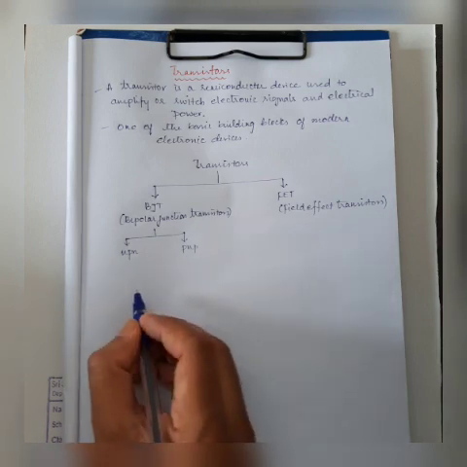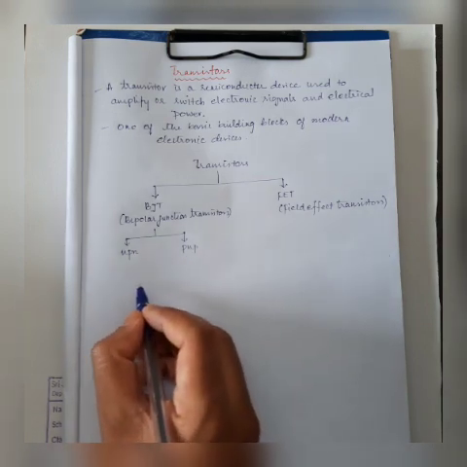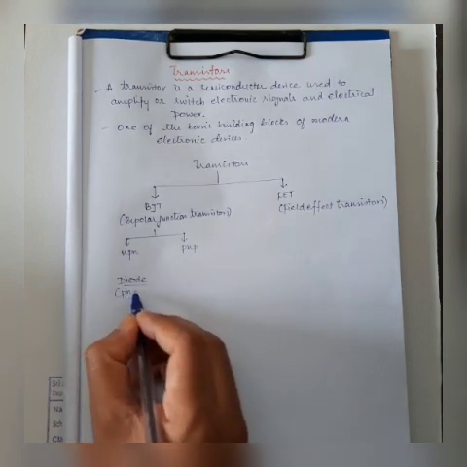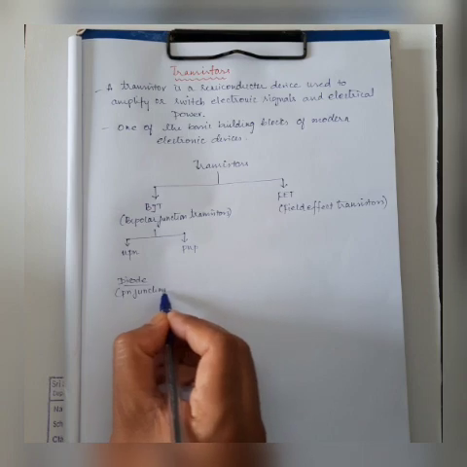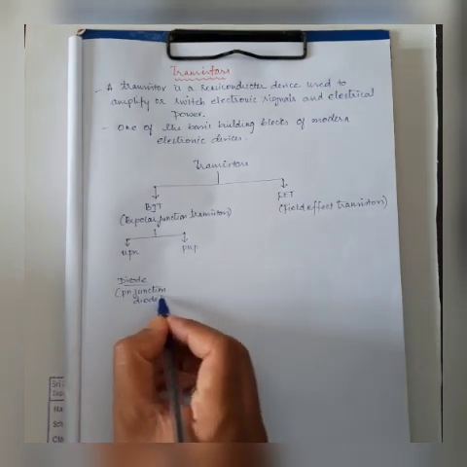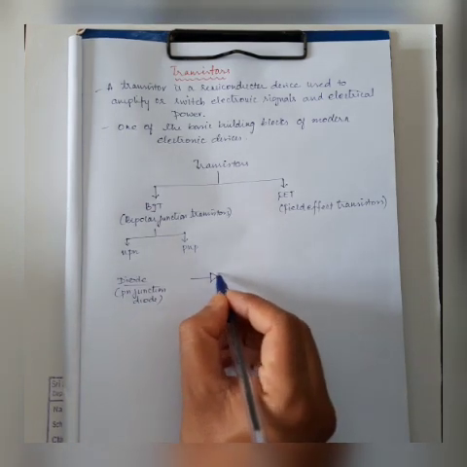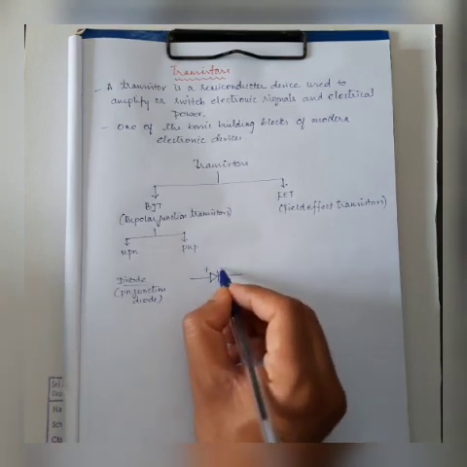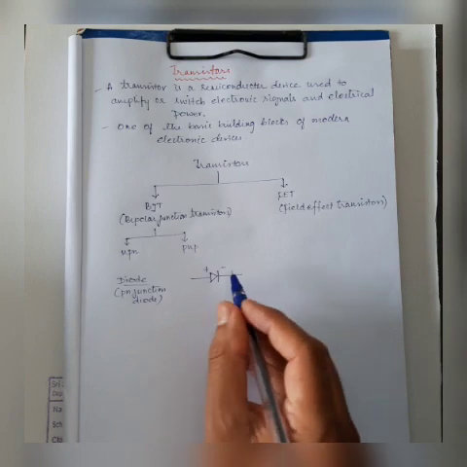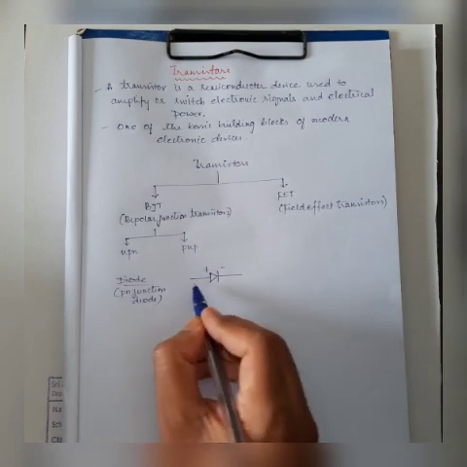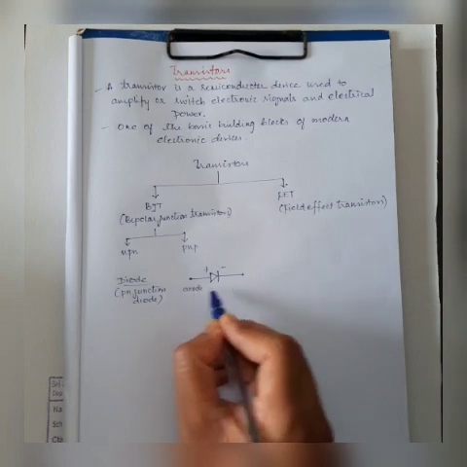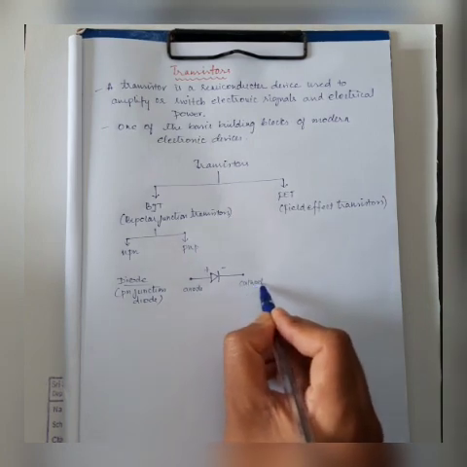In the previous classes, we have learned what a diode is. Particularly, this is a PN junction diode. This symbol looks like this. This is the P-type material and N-type material joined together suitably and made into two terminals. One is anode, the other one is cathode.